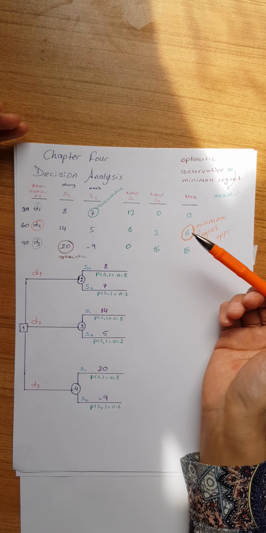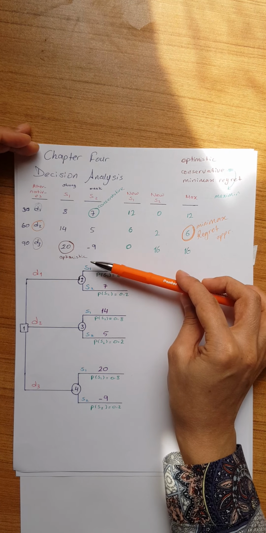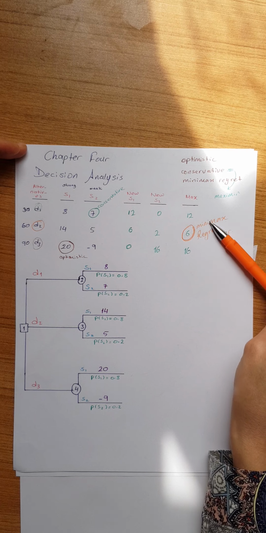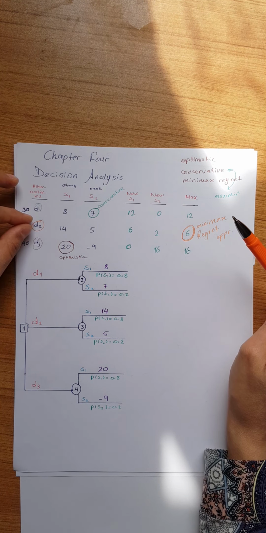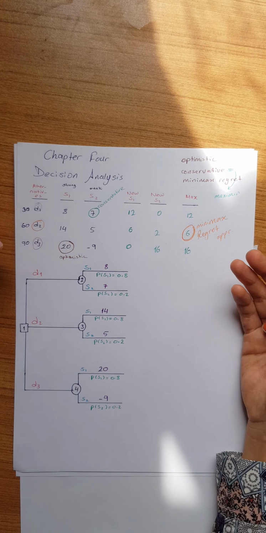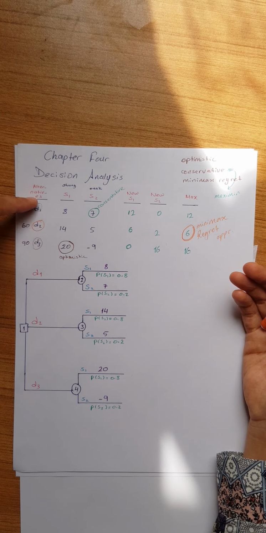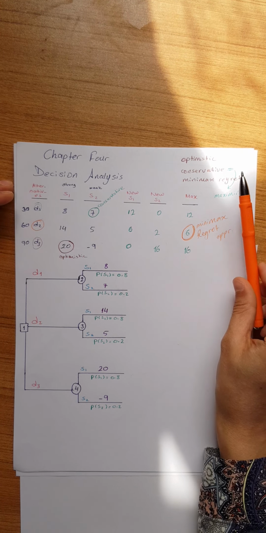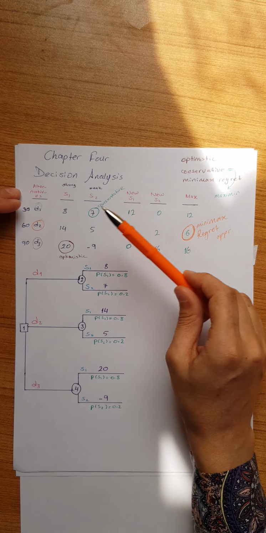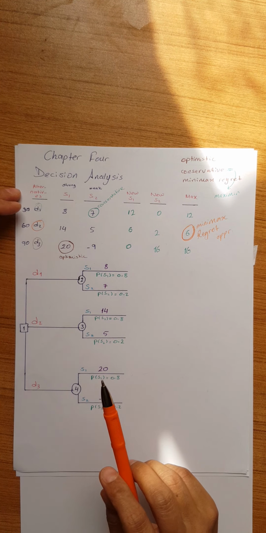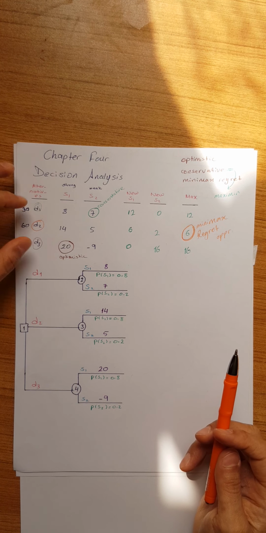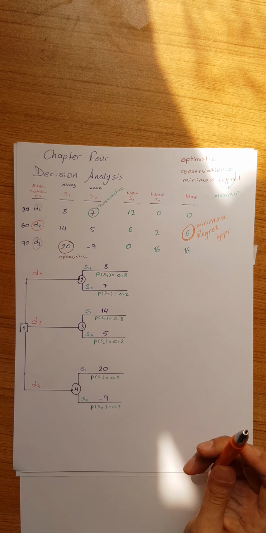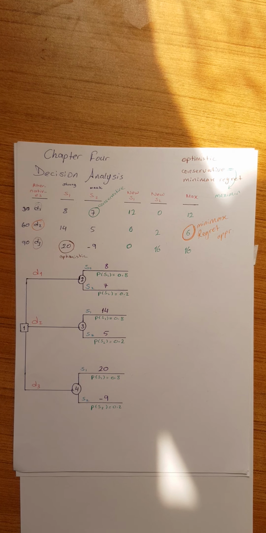For example, we have problems where even if optimistic, conservative or minimax regret approaches are used, you will get the same alternative. So it is not like for every problem you will get different results, different decisions. You may have problems where even using all 3 of them, the same alternative is chosen and the same decision will be made. So be careful of that situation. Not every time will you get different alternatives, different decisions.